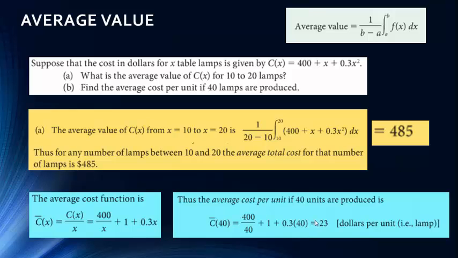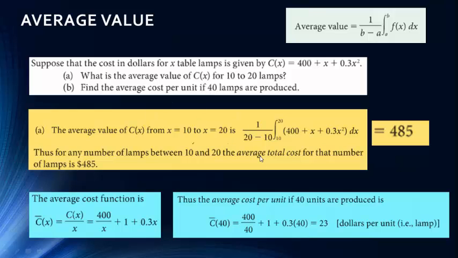Notice this is two different concepts. Here we have the average cost per lamp, which is just an old algebra formula or basic arithmetic that we know about average, right? The average cost per unit is the total cost divided by the number of units. So it's C of 40 divided by 40.